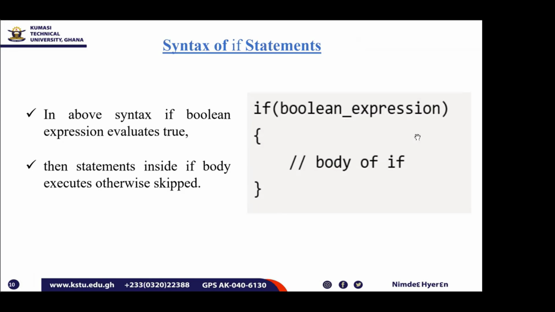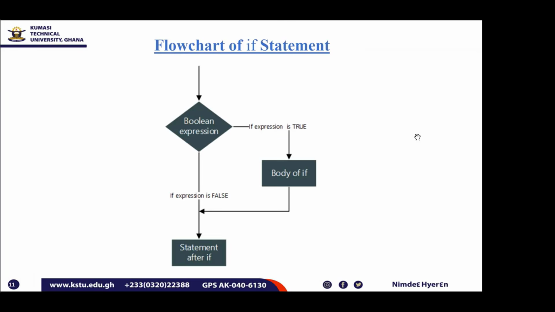That is, if the Boolean expression evaluates to true, then the statement inside of the if is executed. However, if that Boolean expression is not evaluated to be true, then it will skip what is within the body. So that would not be executed. So let's further explain this, or understand this, in terms of a flowchart.